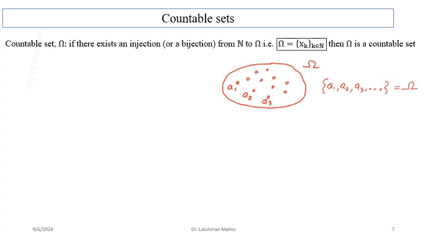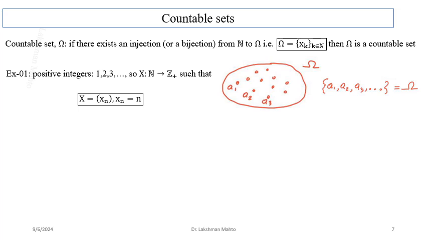That means this omega is a countable set. Another example: if you take the set of positive integers, then you can easily define a bijection from the set of natural numbers to the set of positive integers, which we denote Z plus. How? x_n such that x_n equals n. It is a sequence.